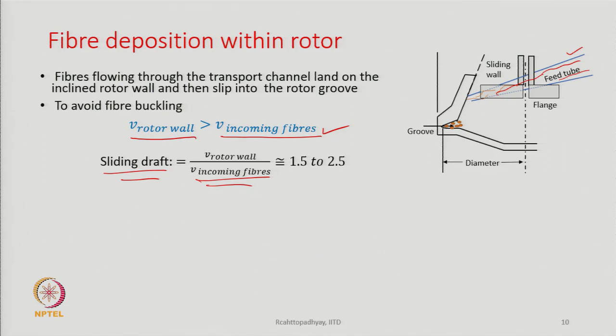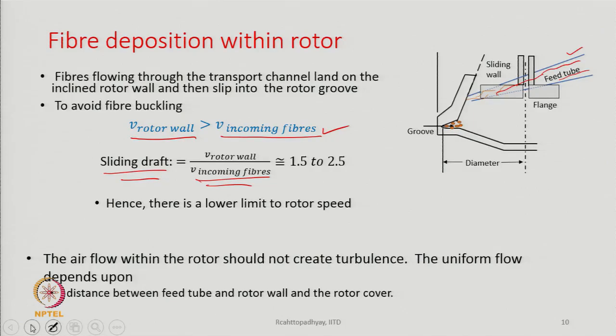So, the velocity of the rotor wall will depend upon the rotational speed of the rotor and the diameter of the rotor. So, we have to make sure that the rotor runs at a speed so that the velocity of it is more than the velocity of the approaching fibers. Otherwise, fibers will get buckled, they will be deformed, and then they will settle in the groove, and they are going to have end breaks very soon. The yarn quality will suffer. So, there is a lower limit of rotor speed.